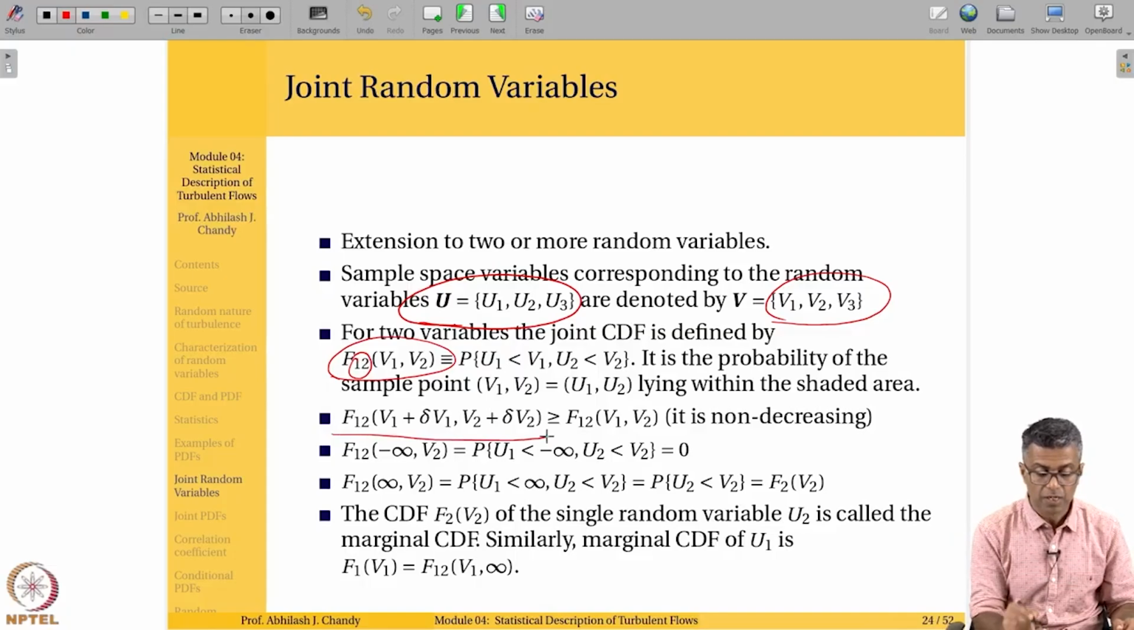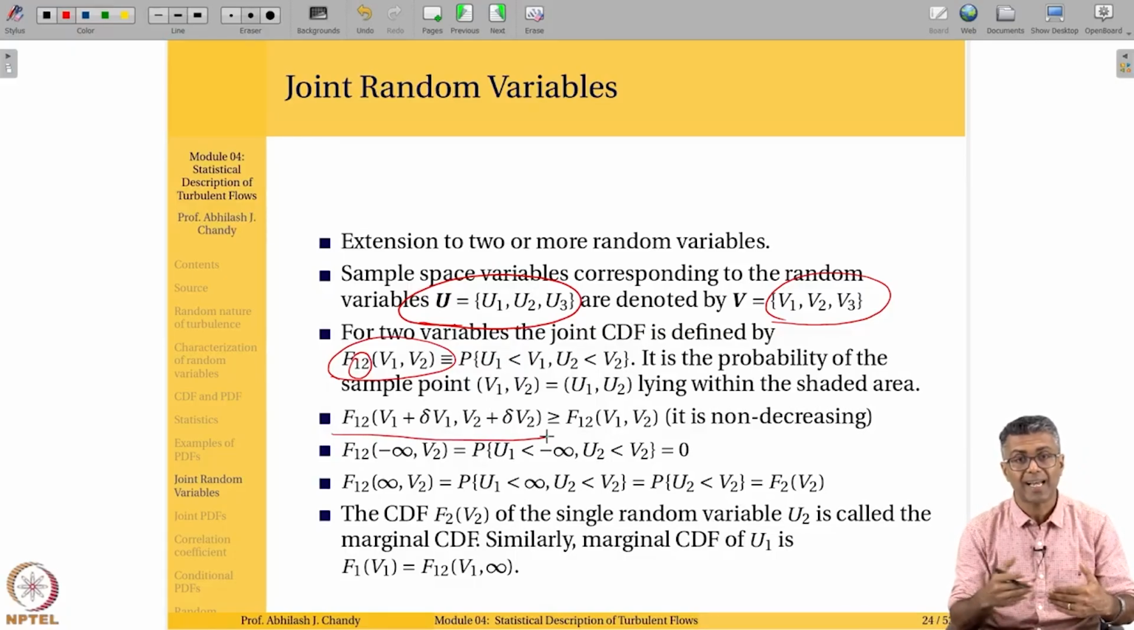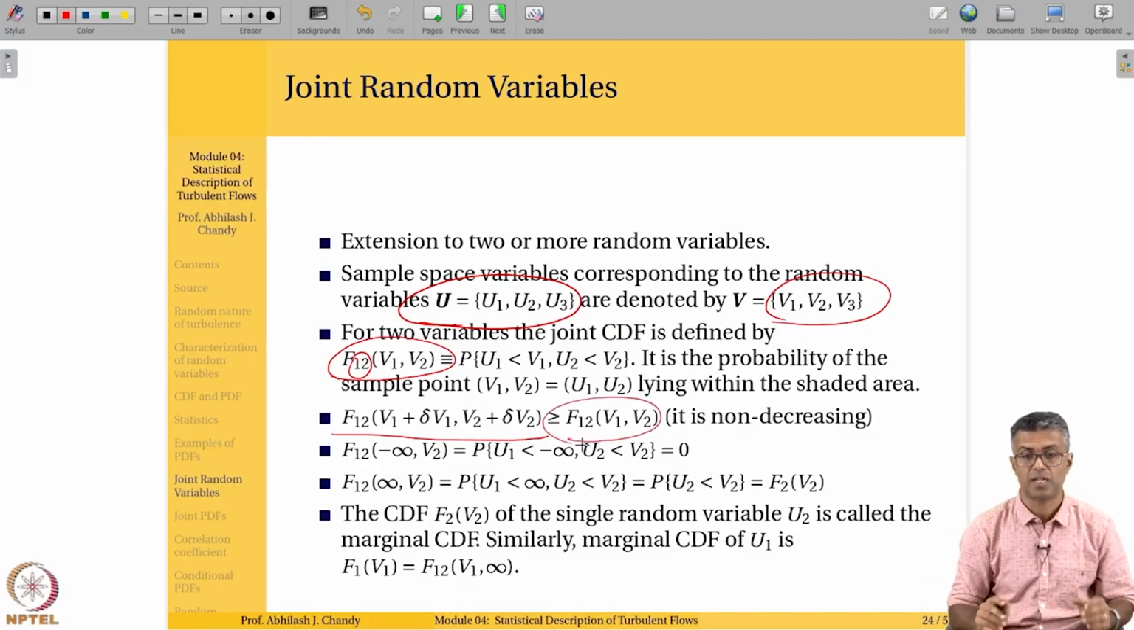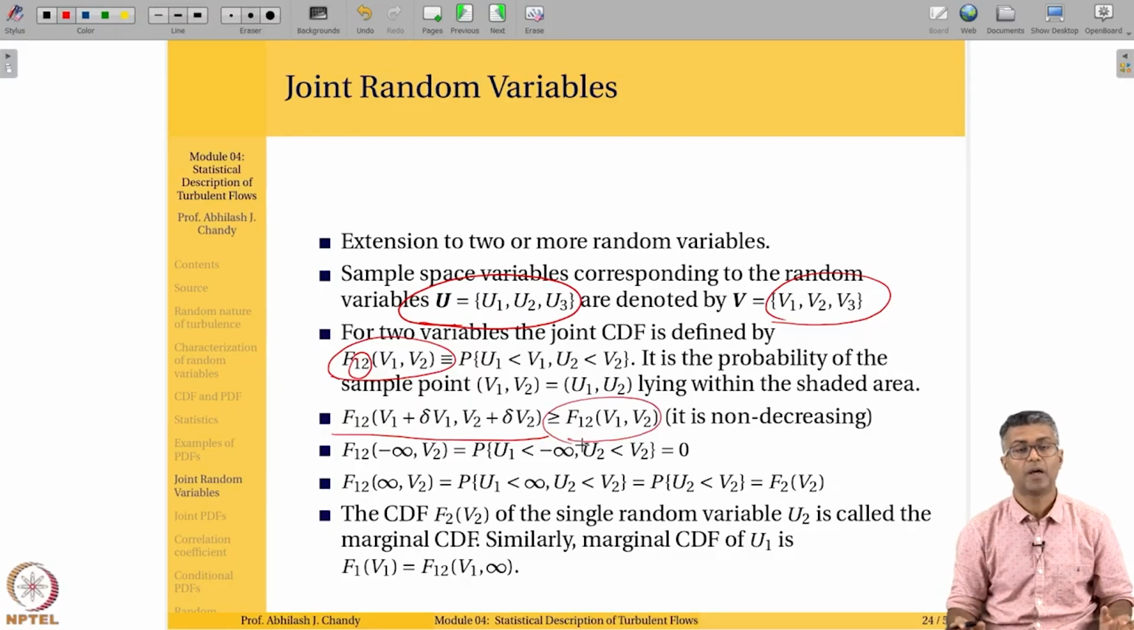Now, this statement here means if I take a delta in the sample space variable in the one direction and in the two direction, it is going to be greater than the original CDF. That is what I've written here. And that's one way of writing that it is an increasing function.